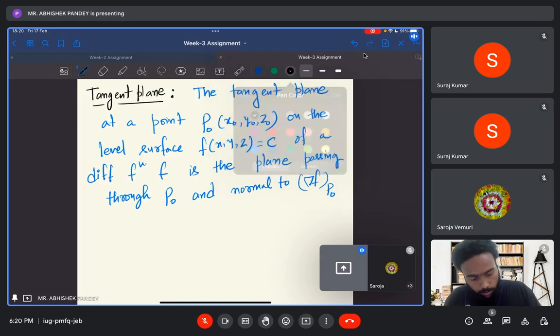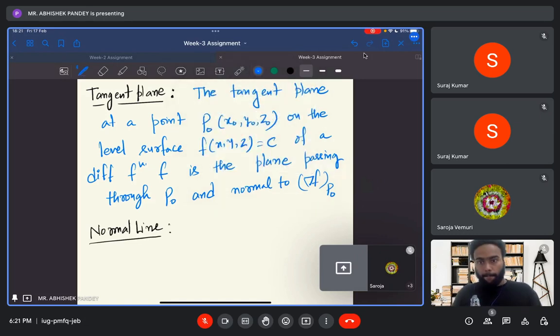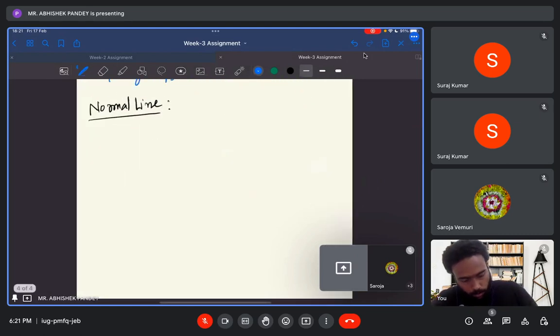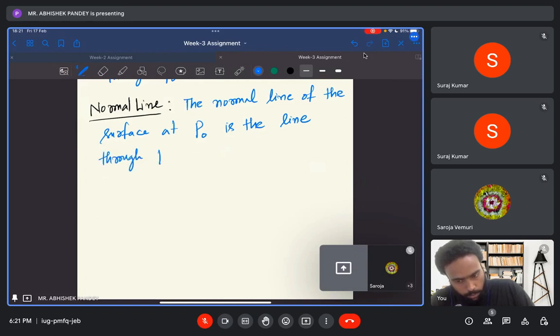Now what is the meaning of normal line? The normal line of the surface at p naught is the line through p naught and parallel to del f.